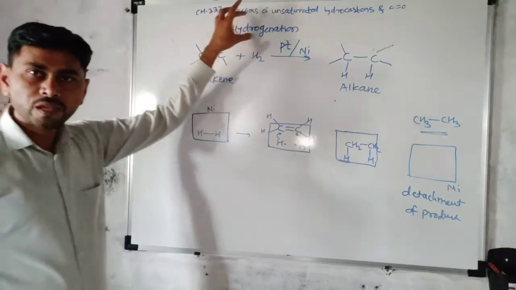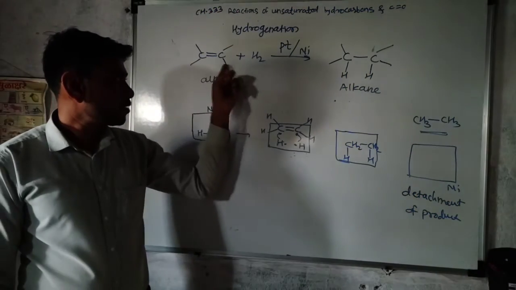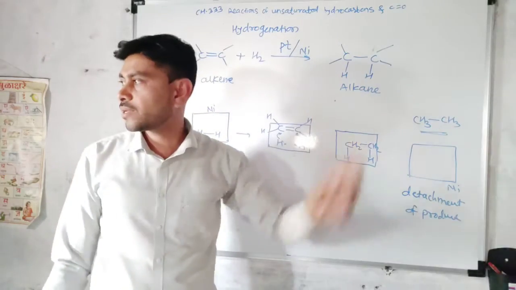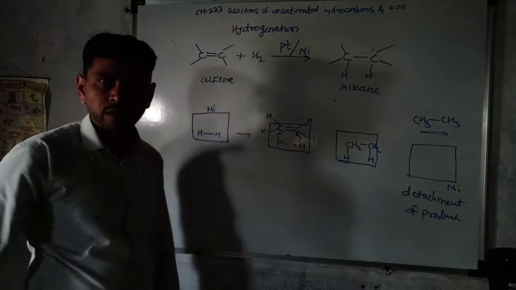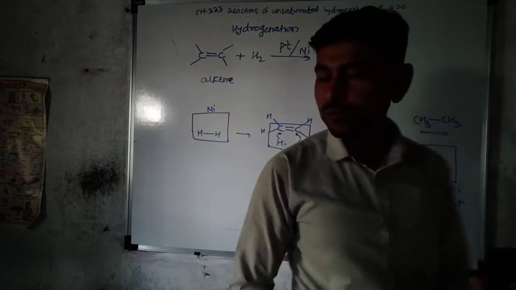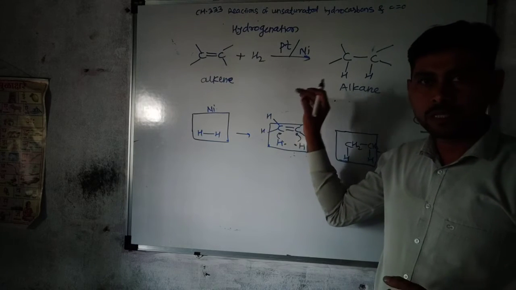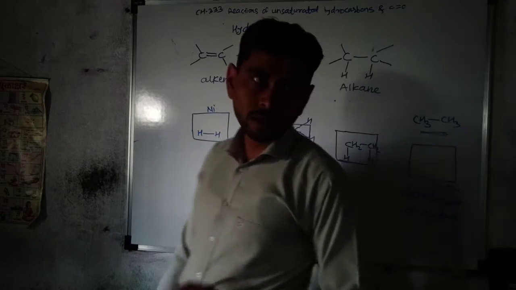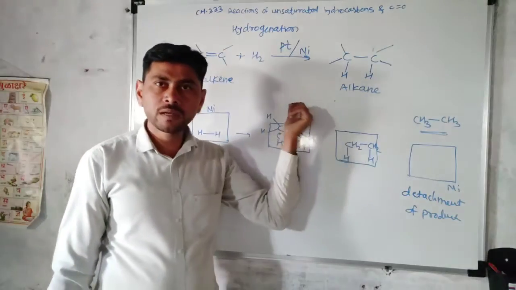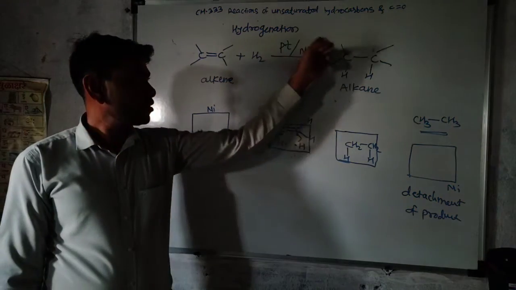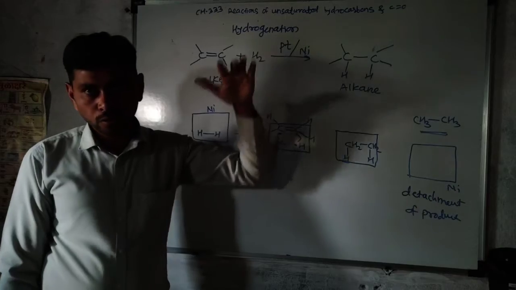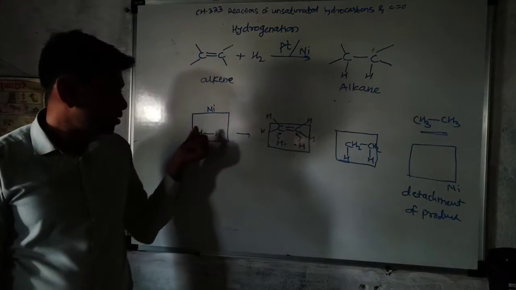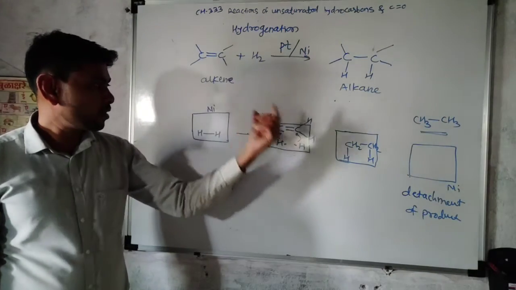So hydrogenation is the important reaction where we obtain alkane from alkene by addition of hydrogen in the presence of catalyst. In the presence of catalyst, this reaction is possible. Why? Because without catalyst, this reaction is not possible, because the energy of activation is higher for this reaction. That's why this reaction is possible only with the catalyst, because the catalyst lowers the energy of activation and provides a surface for the reaction. At the surface, the reagent as well as the alkene attach.